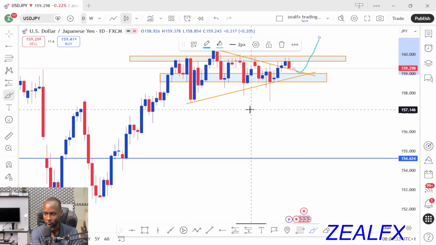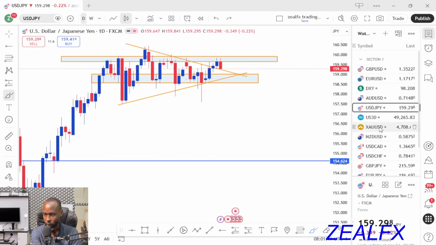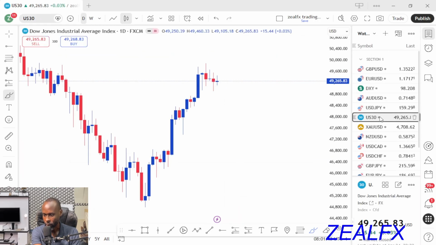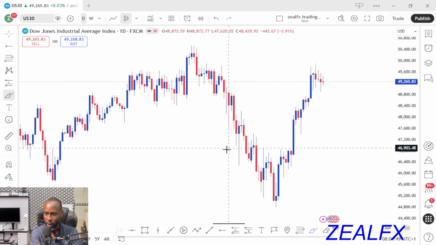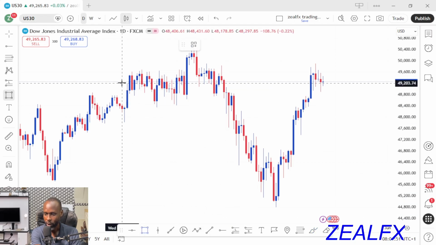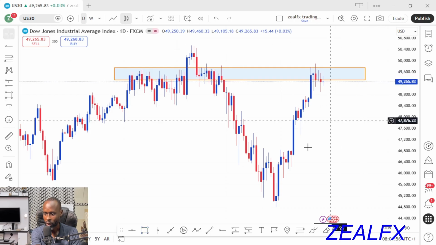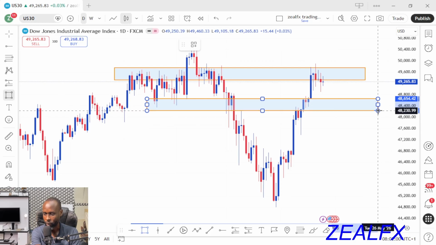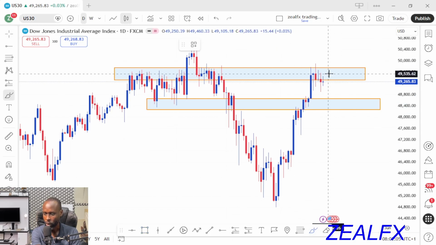So let's look at our next pair, because we have to wait for a possible buying opportunity from this level. Our next pair is the US30. US30 on my daily chart closed on the daily resistance level. We see our price on this resistance level. We need price to come to a support level for us to start looking for any possible buying opportunity.